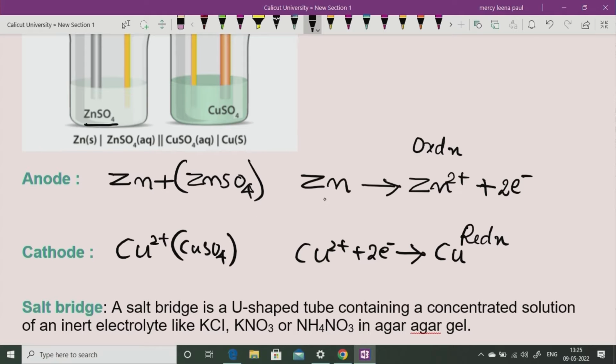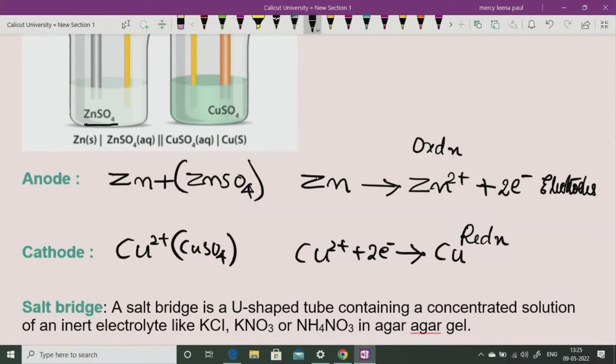In short, there are 2 half parts of the cell, or half cells, which are known as electrodes. The electrode at which oxidation takes place is known as the anode, and the electrode at which reduction takes place is known as the cathode. And remember, anode and cathode do not have any connection with the sign of the electrode.